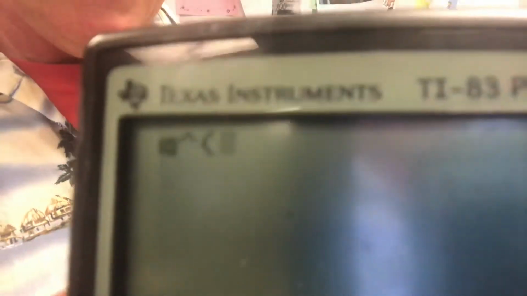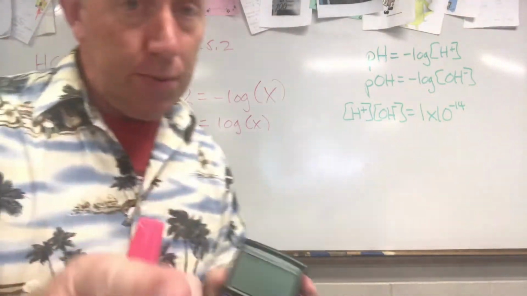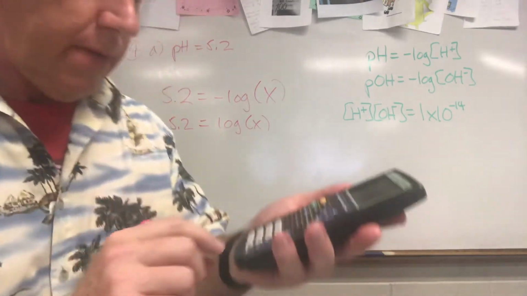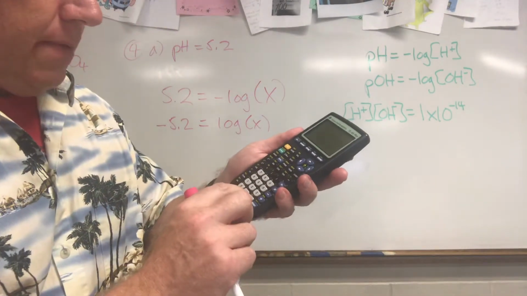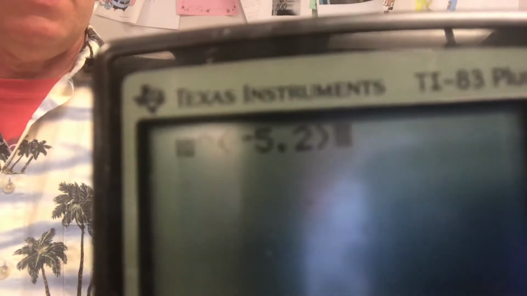All right, and it's doing that. See, it puts 10 to the x because logs are exponents. And it says, well, what exponent do you have that you want me to get rid of? And I put in negative 5.2. And you have to put the negative in or you'll get an error. So negative 5.2. Okay, hit enter.